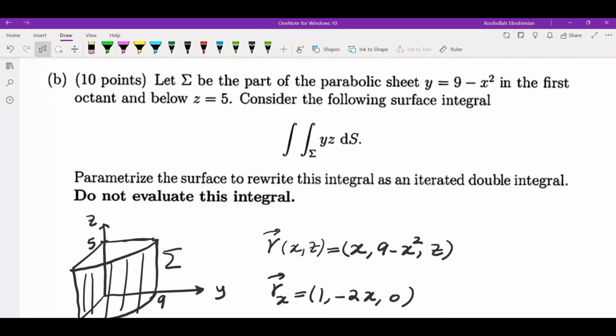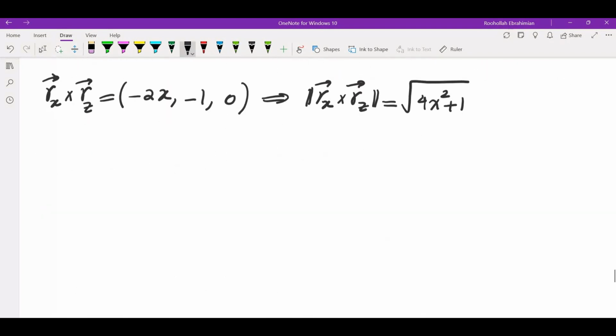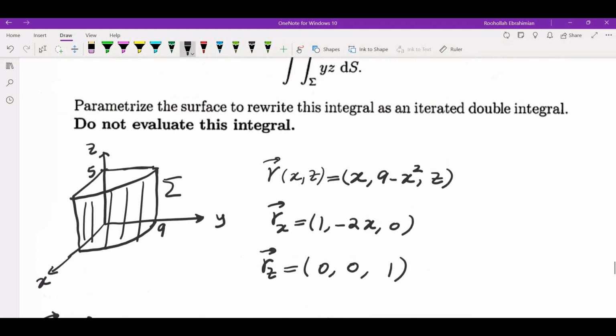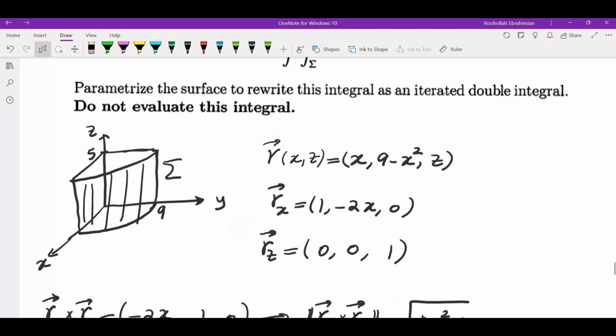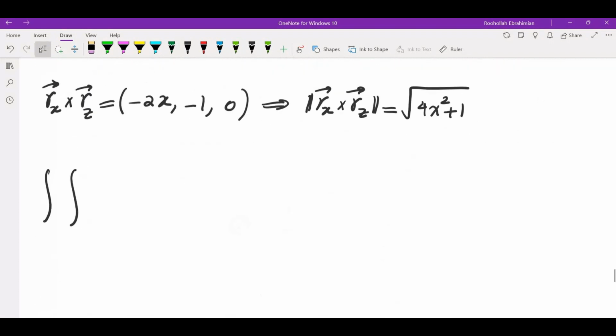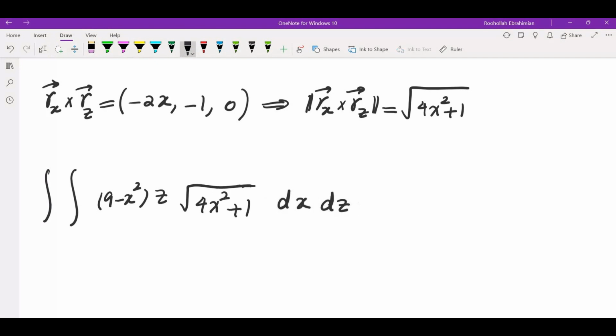They said parameterize the surface to write this integral as an iterated double integral, do not evaluate. So we'll set it up. Okay, so the integrand was yz. Y is 9 minus x squared. Z is just z, and then we'll have to do dx dz. We'll have to multiply by the Jacobian. We found the Jacobian to be root 4x squared plus 1. And then we need the limits of x and z.